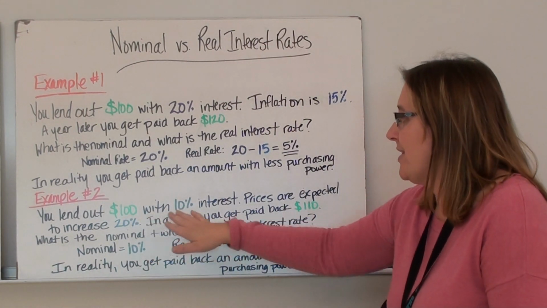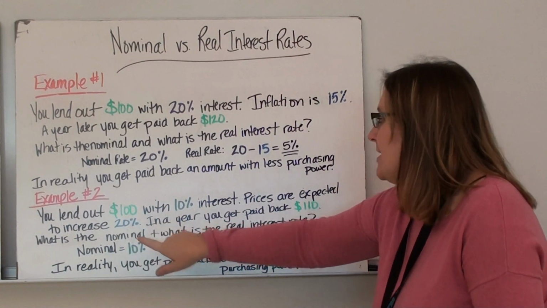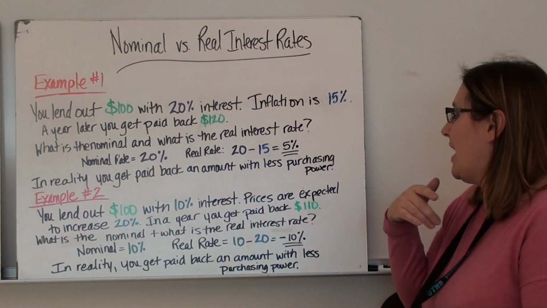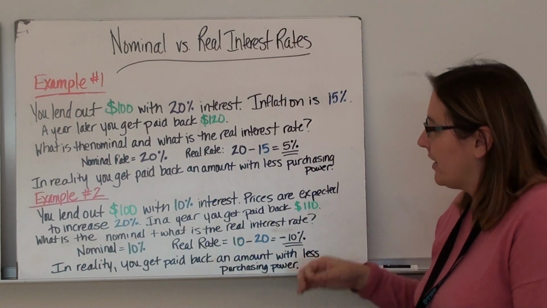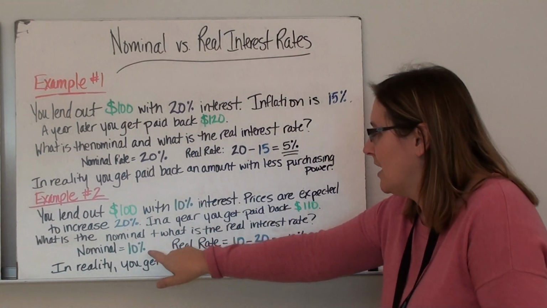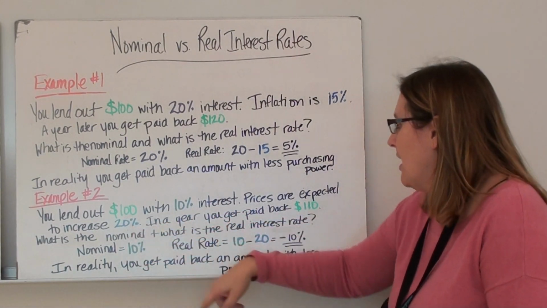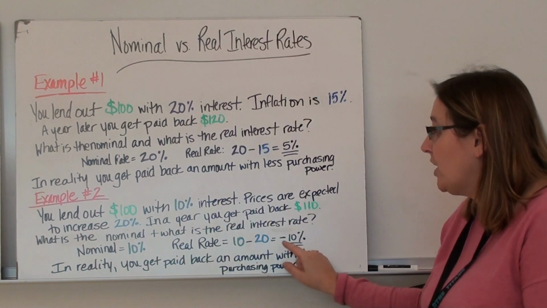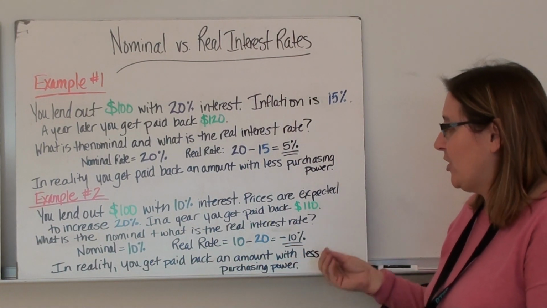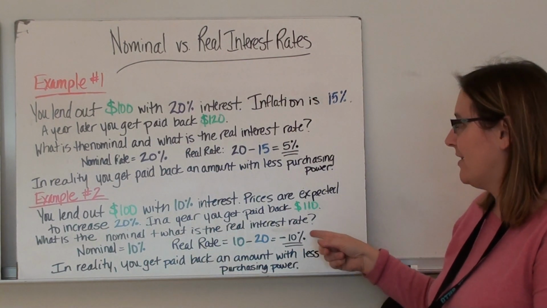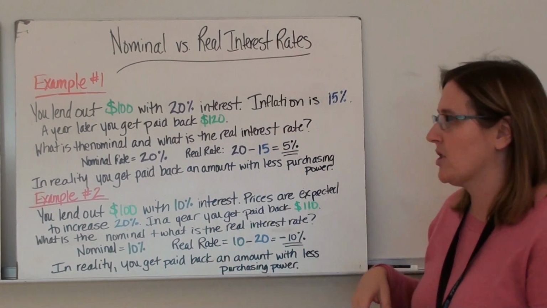Let's say you lend out 100 with a 10% interest rate. Prices are expected to increase by 20%. In a year, you get paid back $110. So let's figure out what you really got back. So your nominal interest rate is 10%. Your real rate is that 10% minus the inflation expectation. So 10 minus 20. So your real interest rate is negative 10%. So you get back 110, but in real dollars, you're really getting back $90. You're getting paid with less money with less purchasing power.